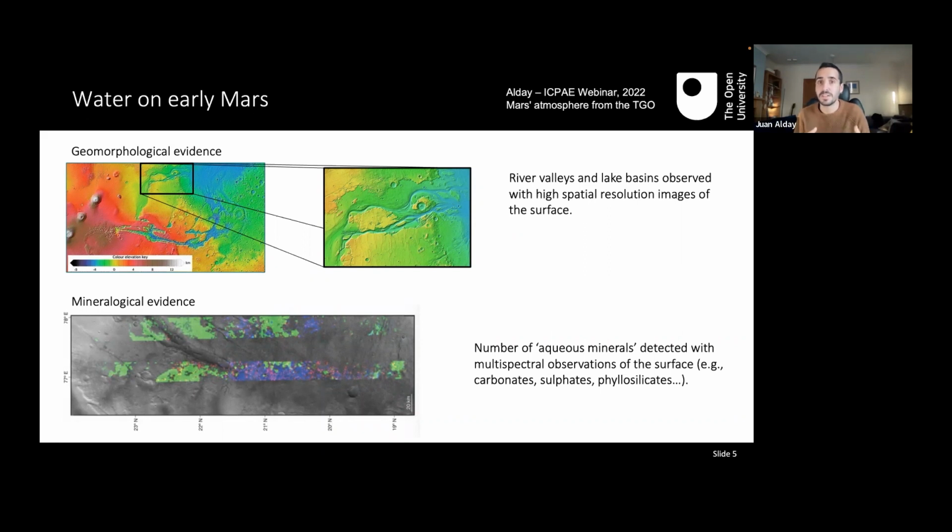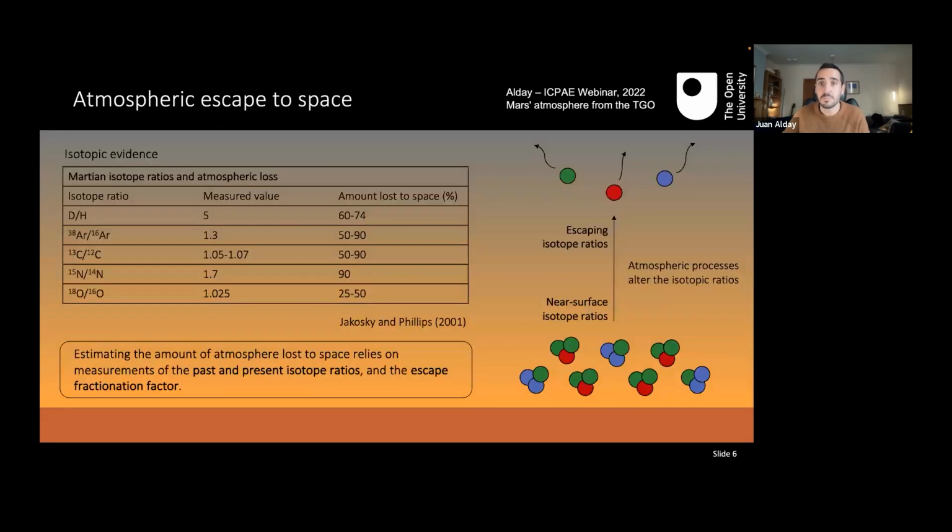But if right now we cannot have liquid water, but there was liquid water 4 billion years ago, it must mean that the climate was different and the atmospheric properties were different. And if so, what has happened to the atmosphere? Has there been a transition from a warm and dense atmosphere to the dry and thin one that we observe today? Well, one of the hypotheses is that atmospheric escape has been substantial on Mars, and a substantial fraction of the atmosphere has escaped to space throughout history.